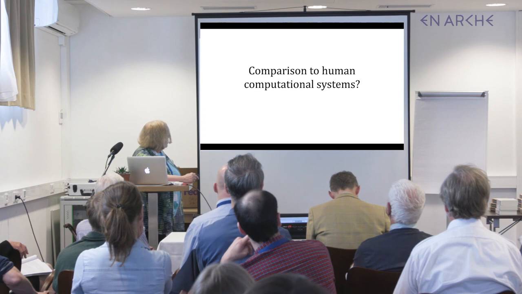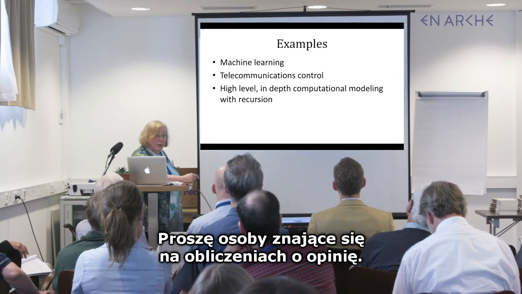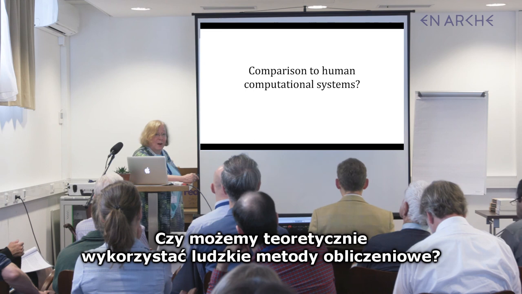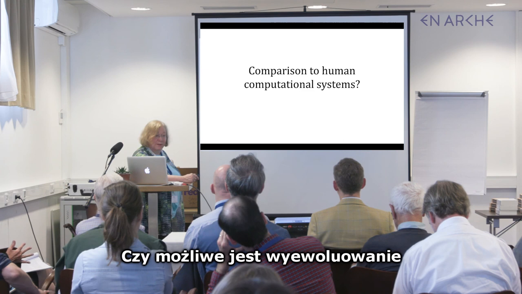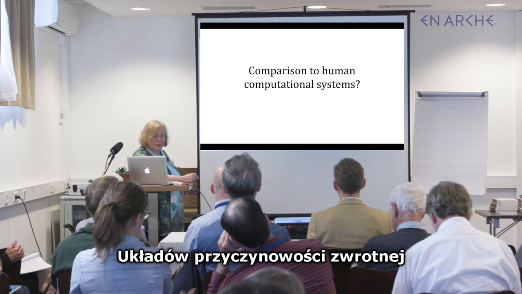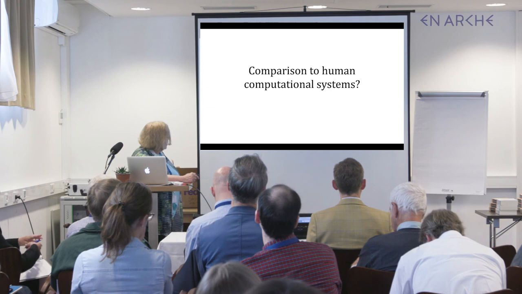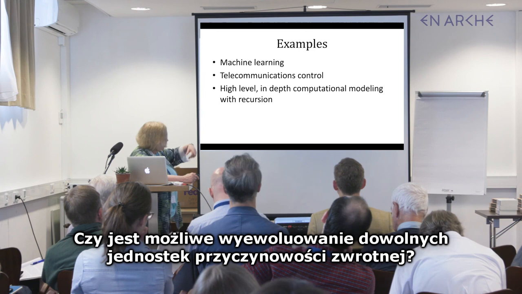So, go back. Anybody who's computational here, I want your feedback. Can we use computational methods to address this question of whether it's possible to evolve causally circular systems, or anything looking like metabolism? Is it possible to evolve randomly these causally circular things?